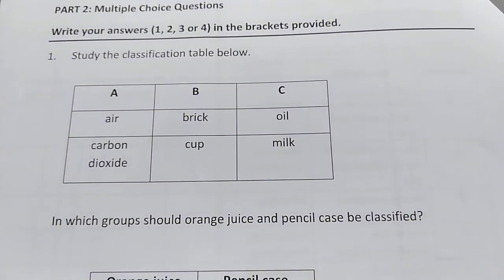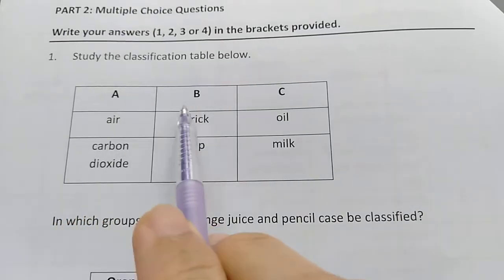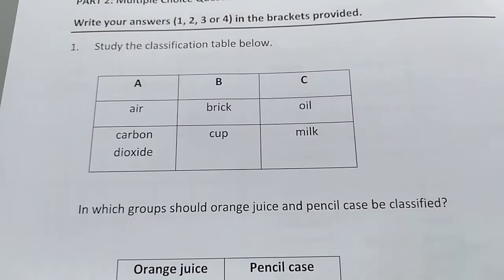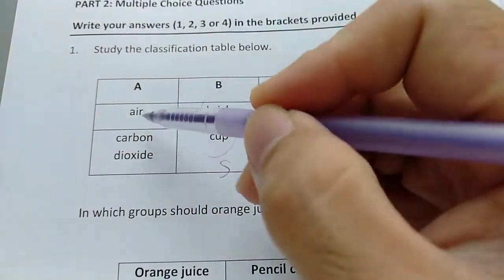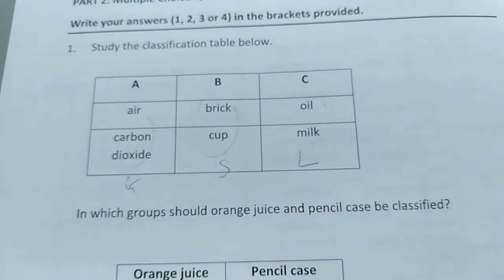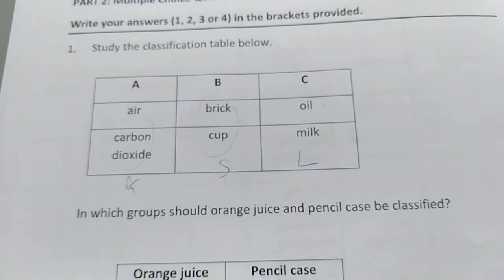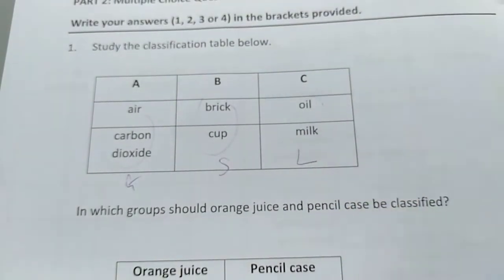Now, study the classification table below. Now, this is a table, and every table there are headings. The headings here are not given to you, but I can see here these are all liquids, these are all solids, these are all gases. So basically, those are the different states of matter being classified separately in gas, solids, and liquid.